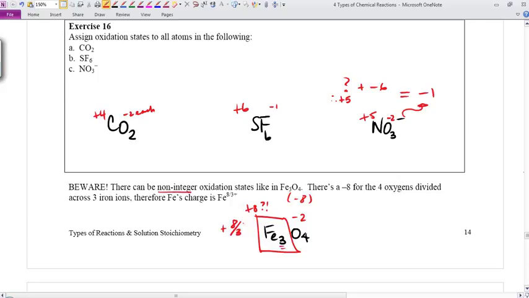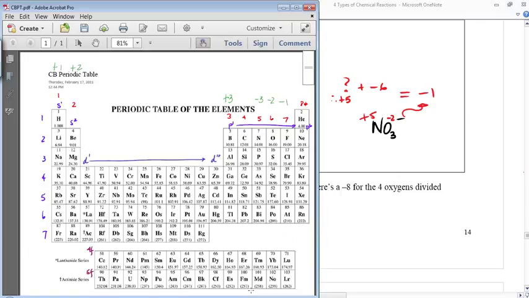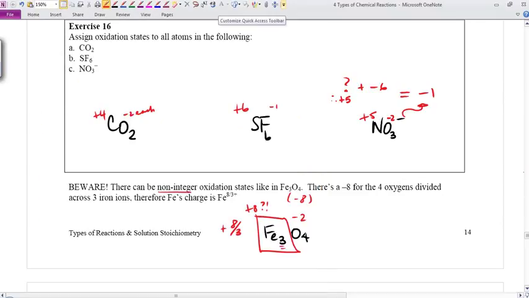But the reality is that's not how this works. If you've got Fe3O4, remembering that iron is a transition metal, right? Iron's sitting right here in the transitions. So that transition metal can be all sorts of different things, +2 and +3 being the most common.